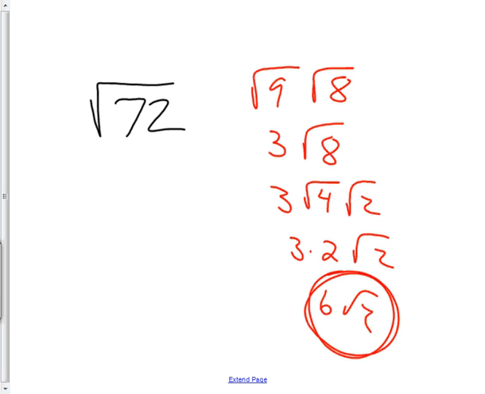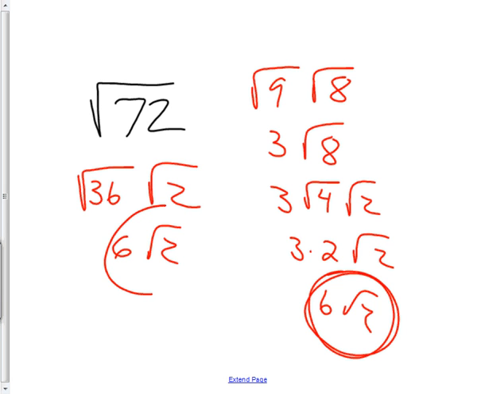Did anybody get it there a better way? Yes. I agree. And then you'd have 6 root 2 right off the bat. See? Faster. Either way works, though. Yes, sir. Yes, find the largest perfect square that goes into it.